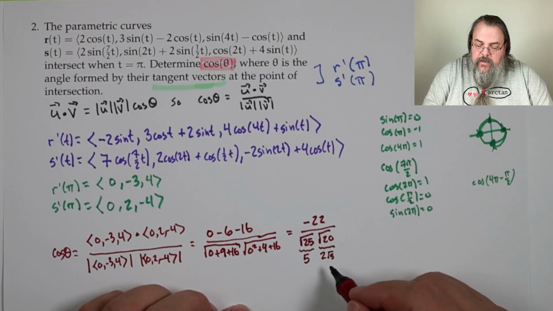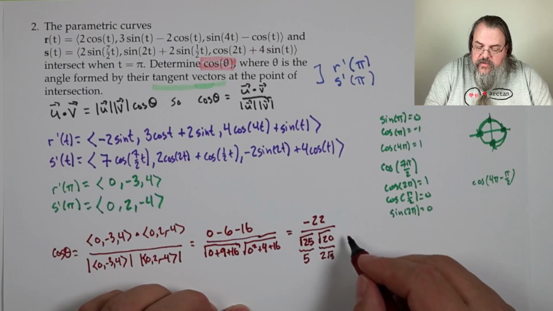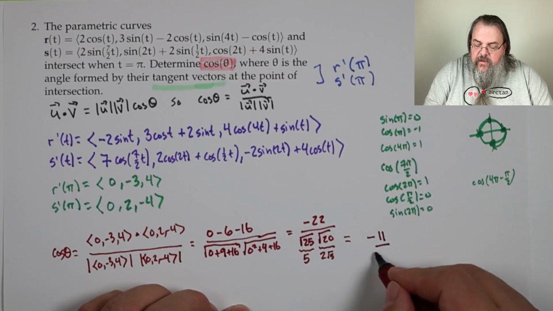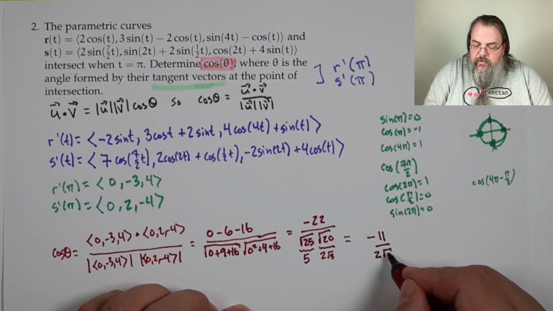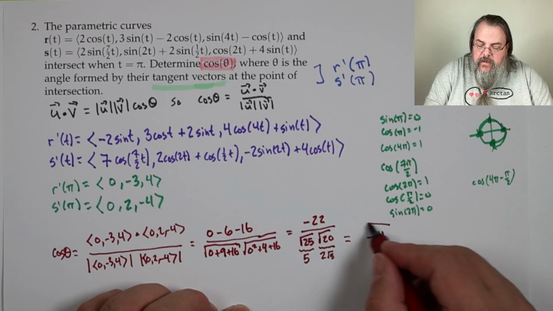And there's a 2 that goes both into upstairs and downstairs. So if we cancel the 2, that's minus 11 over 2 square root of 5. And there we go.